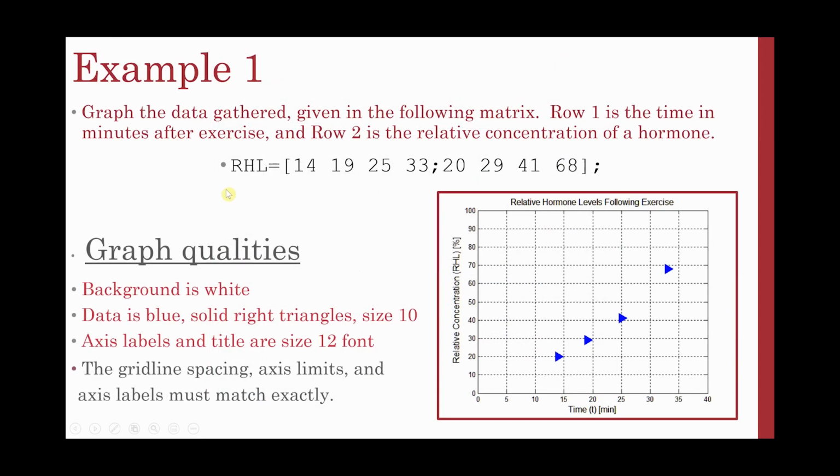So here we have our first example. We're going to graph the data gathered in the following row matrix. Row 1 is the time in minutes, and row 2 is the concentration of the hormone. So we want to make the background white. We want the data to be blue. Solid triangles that point to the right, we want them to be size 10. We have axes labels and titles in size 12 font. We want grid lines, spacing, axis limits, and axis labels must match.